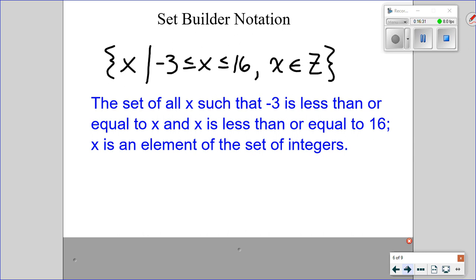Okay, so notice we still use the curly braces. The way that you would read this is the set of all x such that -3 is less than or equal to x and x is less than or equal to 16. x is an element of the set of integers.